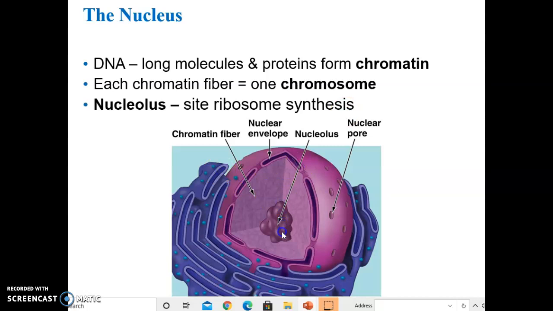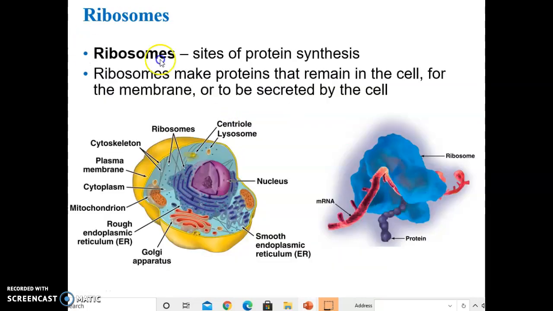So the nucleolus is a region within the nuclear envelope, within the nucleus, and it has the genetic information to produce ribosomes. And then the ribosomes leave via the nuclear pores, and then the ribosomes are outside of the nucleus in the cytoplasm. And then the ribosomes, once they're out here, those are the sites for protein synthesis, where proteins are made on ribosomes. So the ribosomes, the sites of protein synthesis.